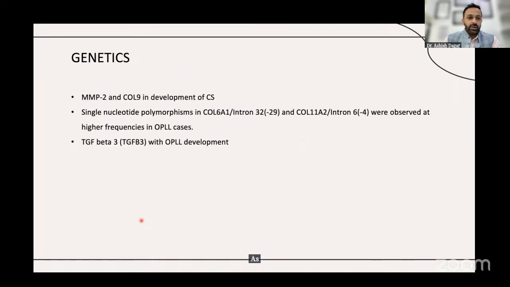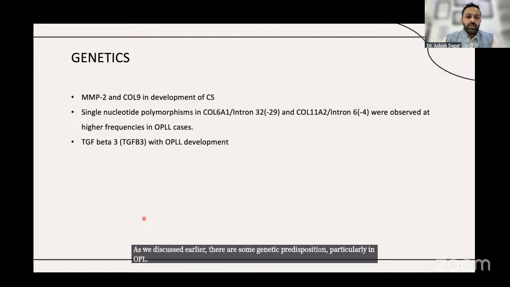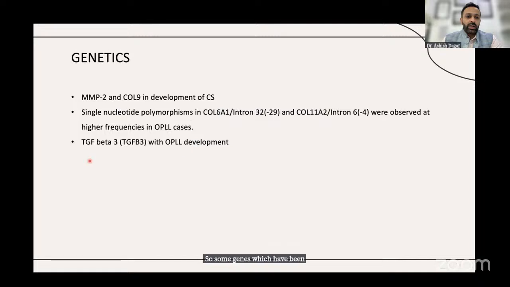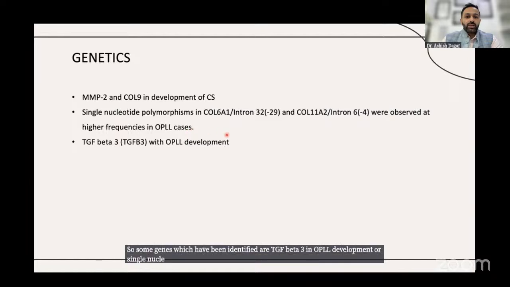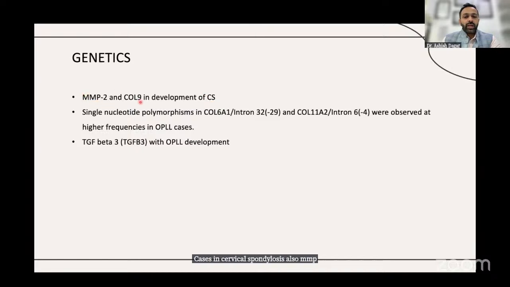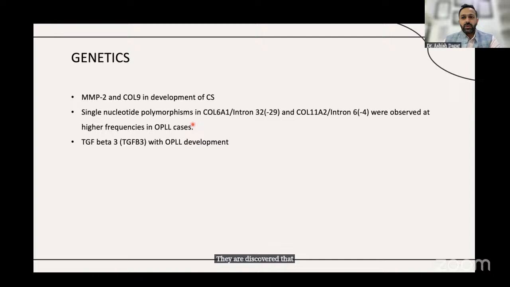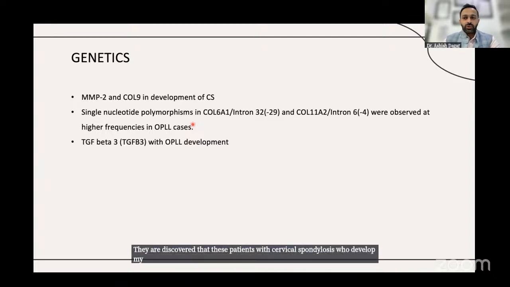As we discussed earlier, there is some genetic predisposition, particularly in OPLL. So some genes which have been identified are TGF beta 3 in OPLL development, or single nucleotide polymorphism at COL6A1 and COL11A2 regions in OPLL cases. In cervical spondylosis, MMP2 and COL9 genes have also been discovered; these patients with cervical spondylosis who develop myelopathy usually have a higher level of genetic mutation at these two levels.